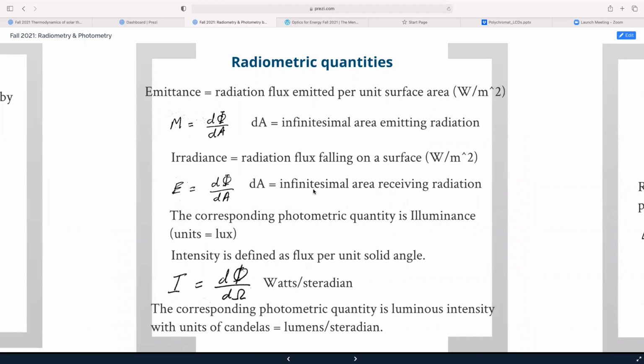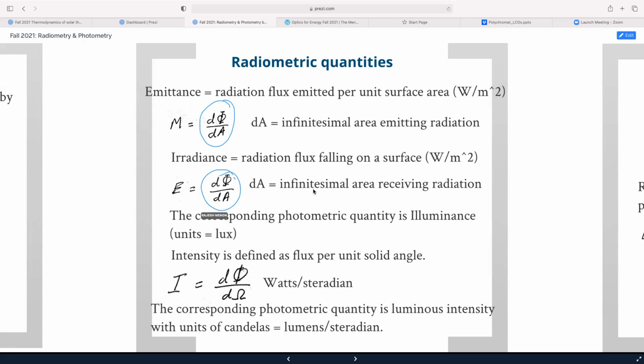Now, the equivalent radiometric quantities, again, just to relate back to what we know from before. We have emittance, radiation flux emitted per unit surface area, in watts per meter squared, which is also intensity. So lots of different terminologies there. It's just the flux divided by area. Irradiance, in watts per meter squared, is emittance coming from the source. Irradiance is captured by an absorber. That's the only difference. Otherwise, it's the same thing, right?